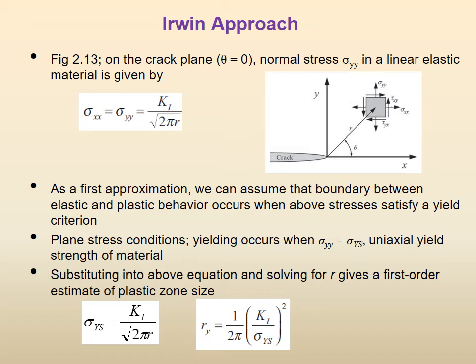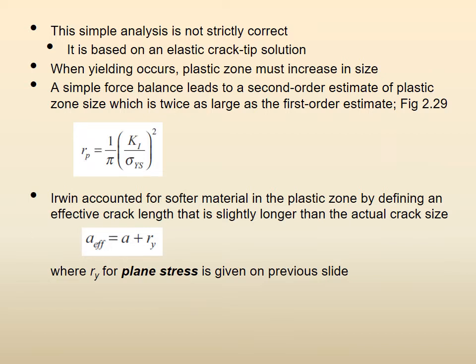We were talking of the Irwin approach, right? Taking the state of stress sigma xx and sigma yy at the tip of the crack, and then taking the condition that yield stress is where this condition applies. But then we were trying to tell you that, though this is a major improvement on the previous methods, it still is not very perfect.